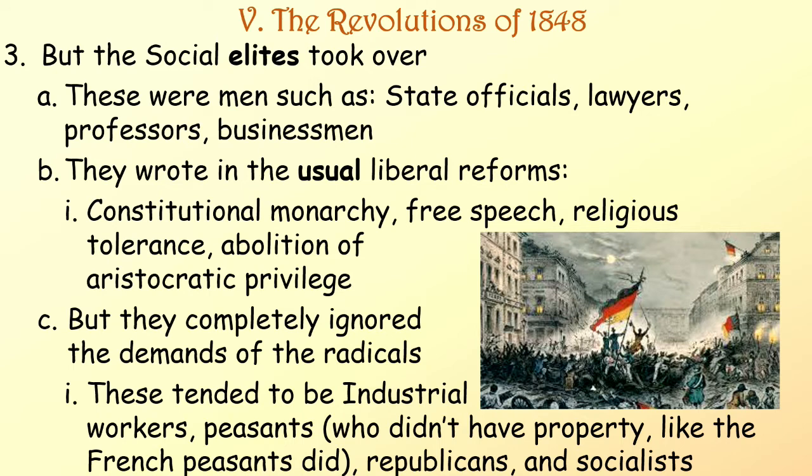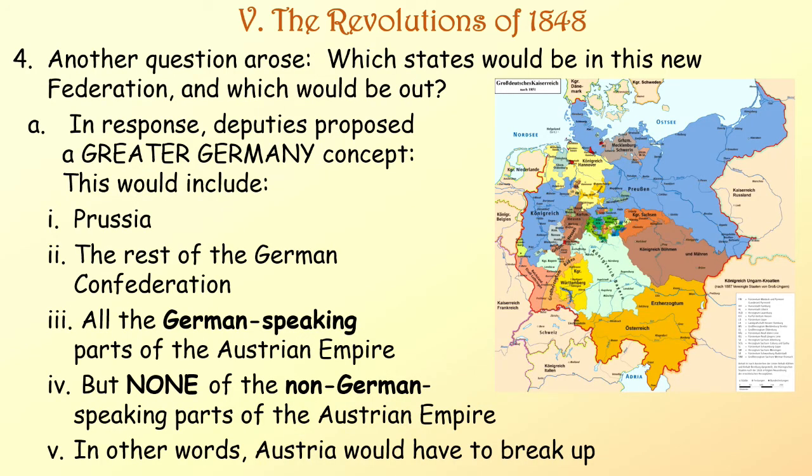But the social elites of this group took over. These were men such as state officials, lawyers, professors, businessmen, and they wrote in the usual liberal reforms: constitutional monarchy, free speech, religious tolerance, abolition of aristocratic privilege. But they completely ignored the demands of the radicals. These radicals tended to be industrial workers and peasants who didn't have property like the French peasants did, Republicans, and socialists. Another question arose. Which German states would be in this new federation and which would be out?